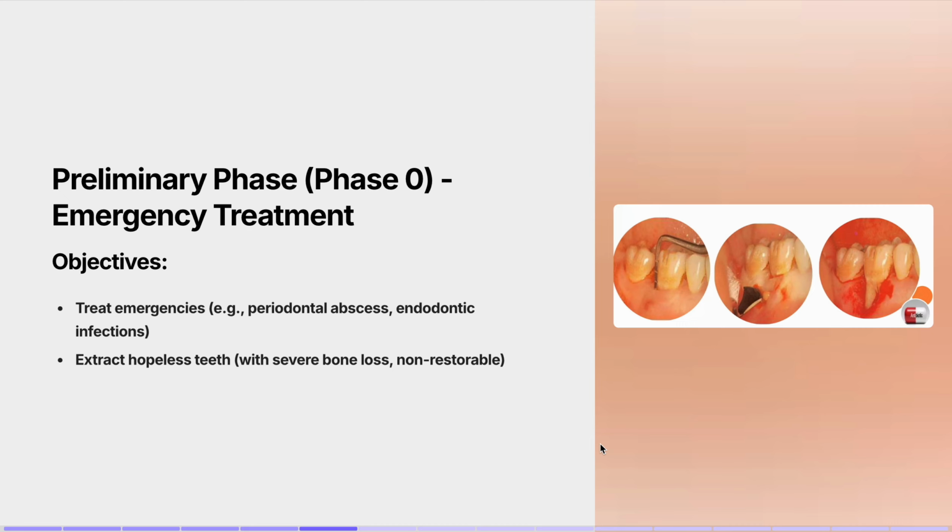Preliminary phase, or phase 0, emergency treatment. Treat emergencies such as periodontal abscess and endodontic infections, and extract hopeless teeth, anything with severe bone loss that is non-restorable. Before beginning periodontal treatment, we must address any urgent issues like abscess or severe infections. We also identify and remove hopeless teeth, those with severe bone loss and no functional restoration potential.